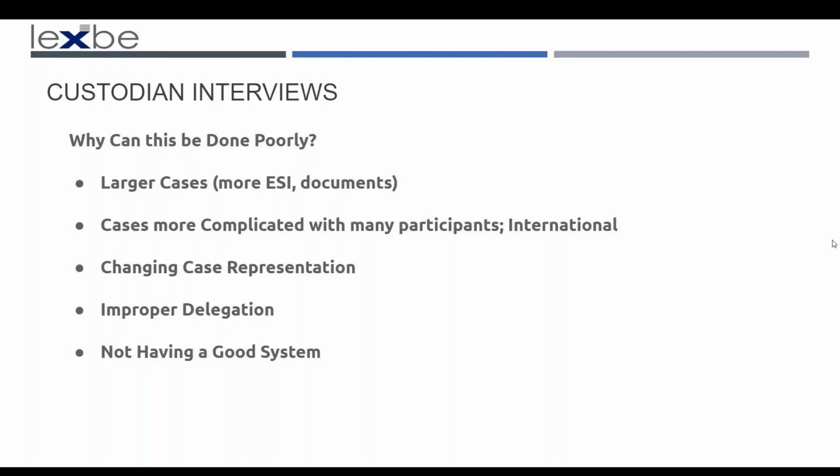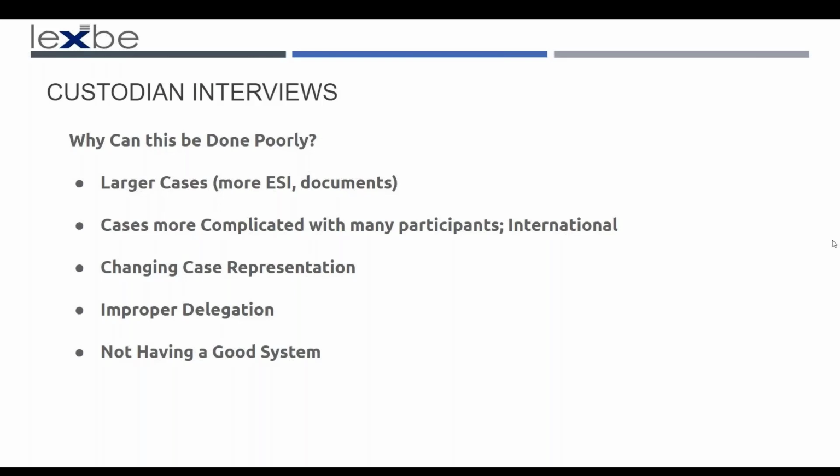Improper delegation to persons that are not adequately trained or have the skills to be able to do the custodian interviews, and just not having a good system even with competent people. If you're not using checklists and good forms and a system, it's easy to make mistakes and have things fall between the cracks.